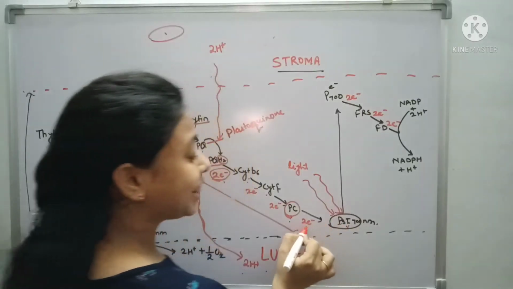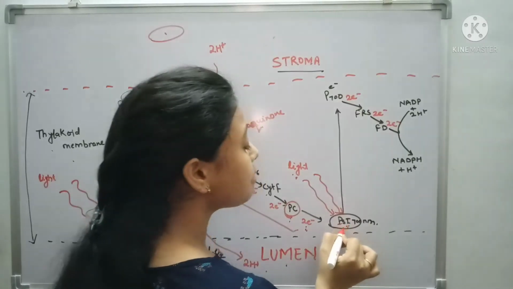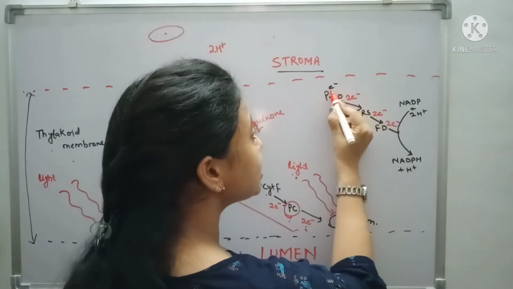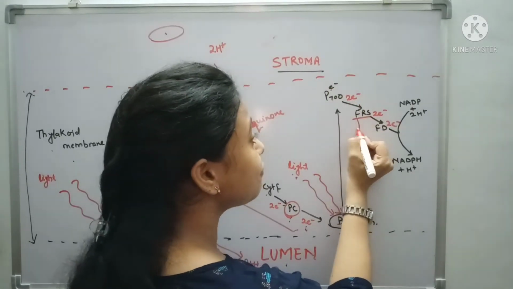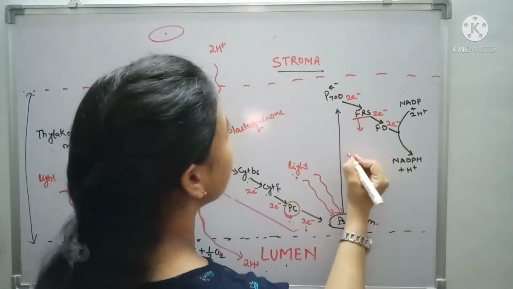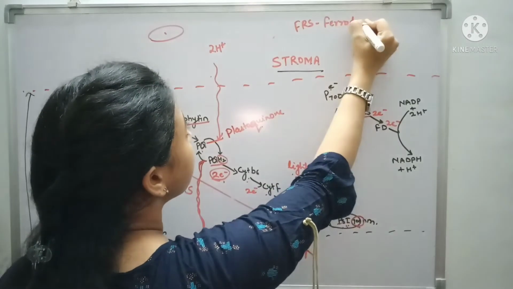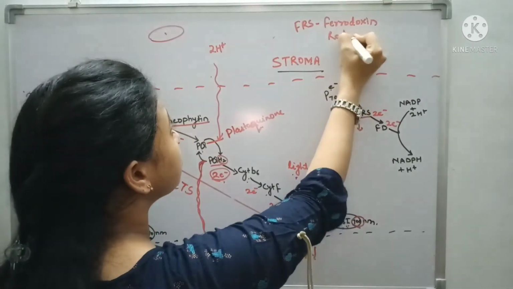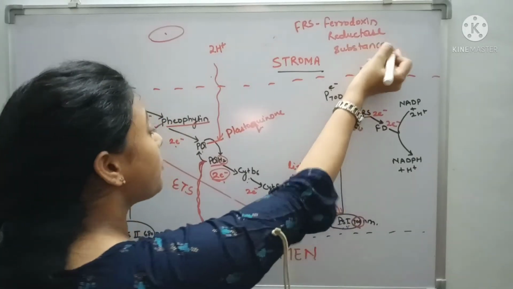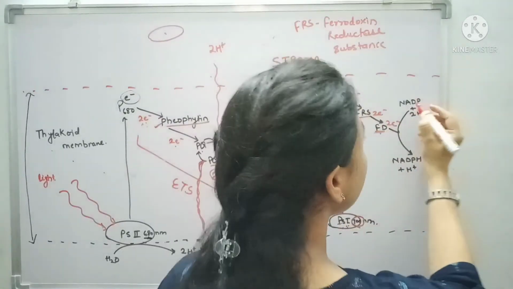Here photosystem 1 takes this electron and also takes the quantum of energy from the light, and has maximum absorption at 700 nanometers and gets excited, and now it again releases the electron to the FRS. This is the ferredoxin reductase substances. Clear? This complex takes this electron and passes it to the ferredoxin. Ferredoxin passes this electron to the NADP.